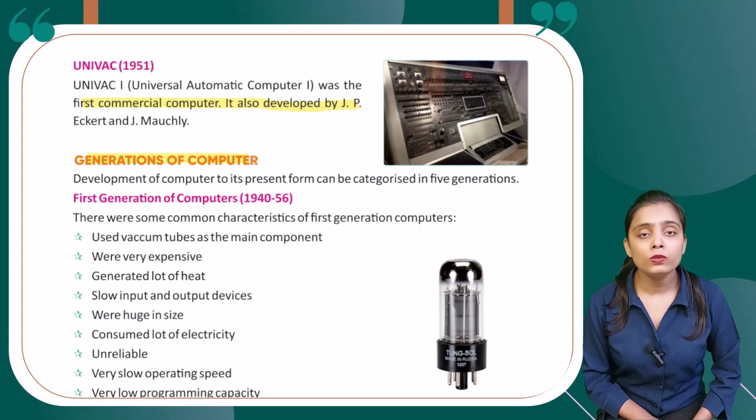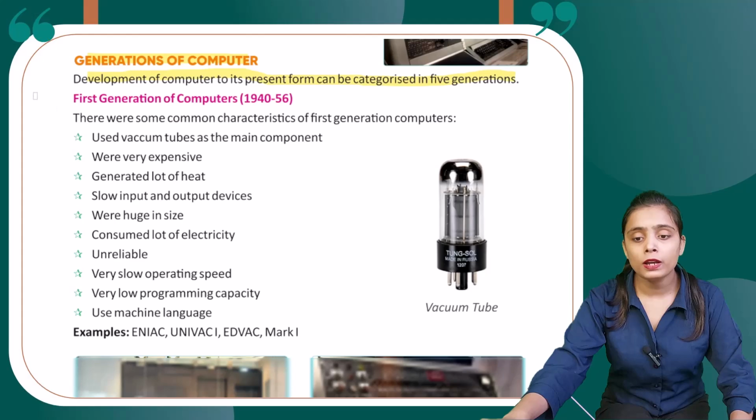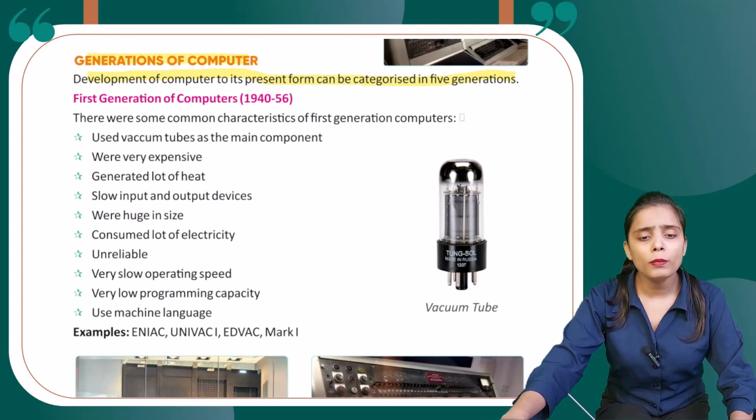Now we are going to see generations of computer. Okay, let's see the generations of computer. Development of computer to its present form can be categorized into 5 generations. First generation of computer from 1940 to 56. There were some common characteristics of first generation computers.